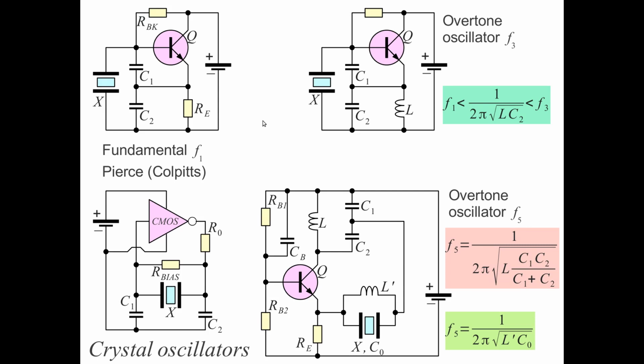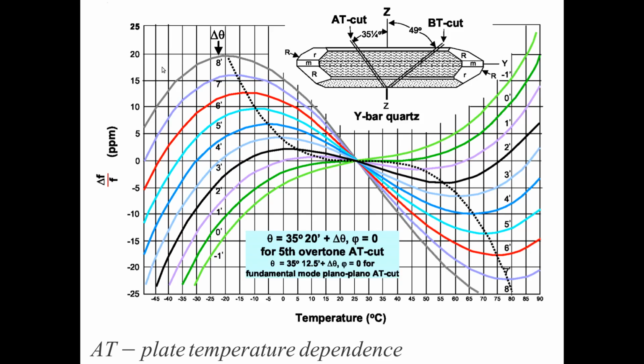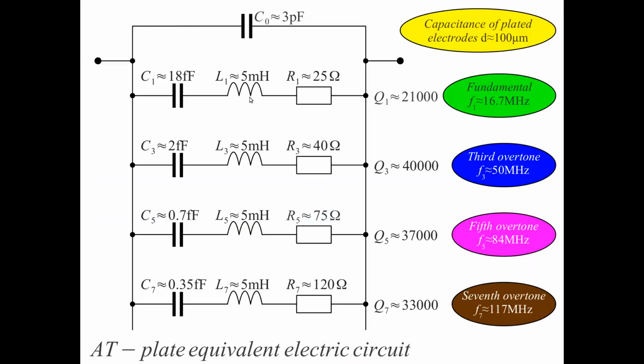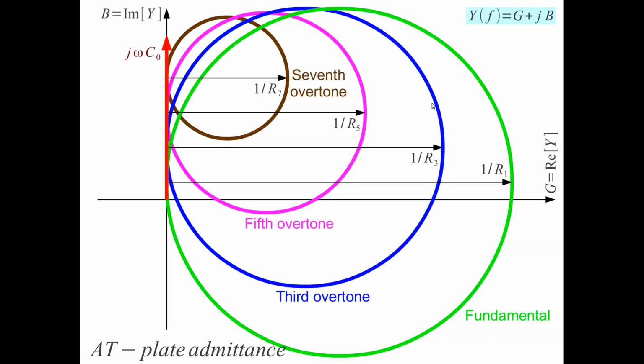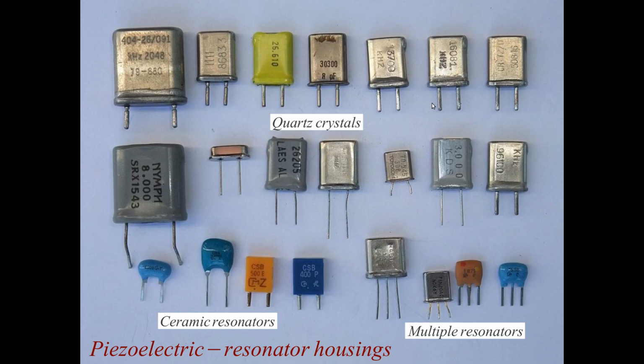So how do we make an oscillator out of a crystal? We can use a crystal as a tuned circuit, so we have its equivalent circuit right here. And most of the time we will use the crystal at its fundamental resonance. It does not have the highest Q, but it is the easiest to build an oscillator.